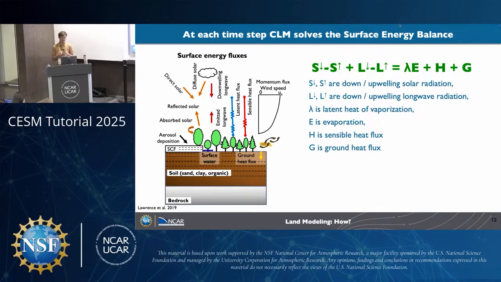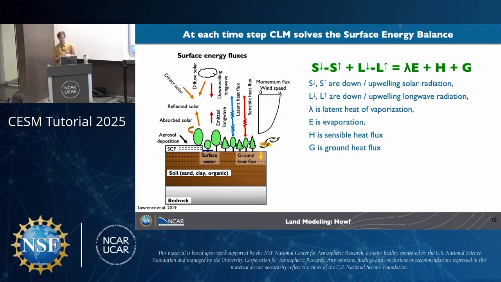At each time step, CLM solves the surface energy balance, which is the balance of incoming and outgoing shortwave radiation, as well as incoming and outgoing longwave radiation. Then we also consider latent heat, evaporation, ground heat fluxes, and sensible heat fluxes. All of this is dependent on both the vegetation that's there, the snow that might be covering it, the water films that are held in the canopy, as well as the conditions of the soils underneath. So there's a bunch of energy fluxes that we balance, and importantly, we balance the surface energy budget at 30-minute time steps.